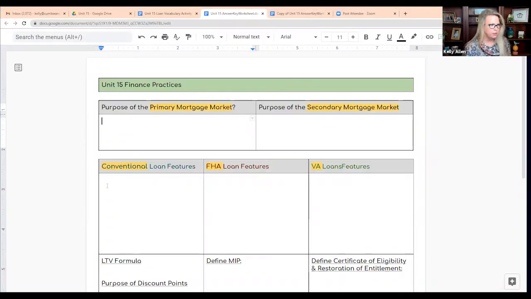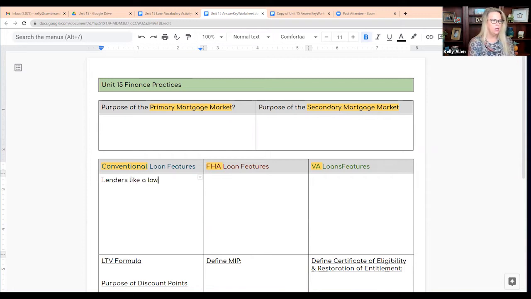We're not going to start there. We're going to start down here with conventional loan features. So let's see here. The syllabus says conventional loans are typically seen as the most secure loans for lenders because they usually have the lowest loan to value ratio. Okay.